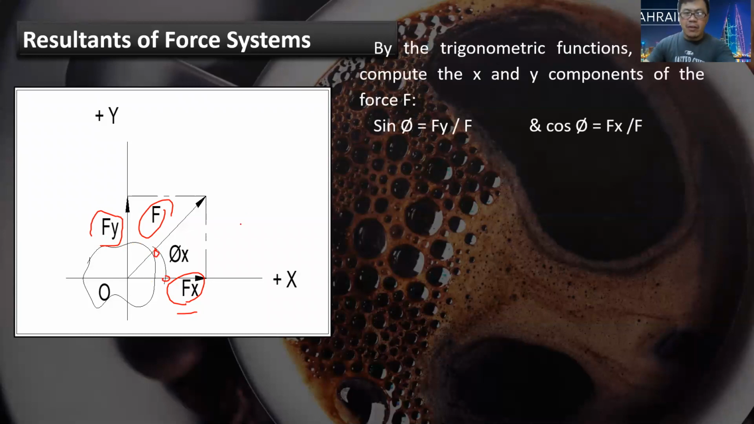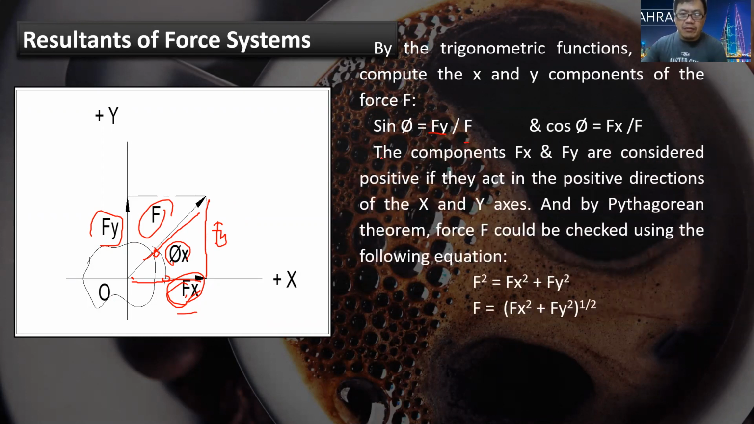By the trigonometric functions, we can compute the value of the component in the x direction, the Fx component, by using this angle. We could compute this one as the adjacent to this angle. We have cosine theta, which is adjacent Fx over the hypotenuse F. Similarly for sine theta, the opposite side here, which is Fy, so Fy over F gives us the sine theta.